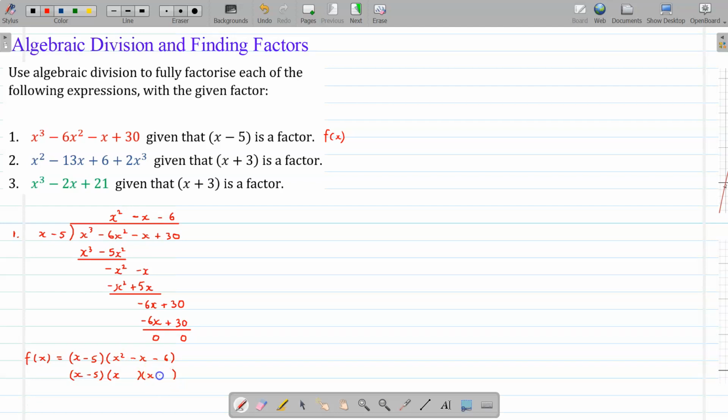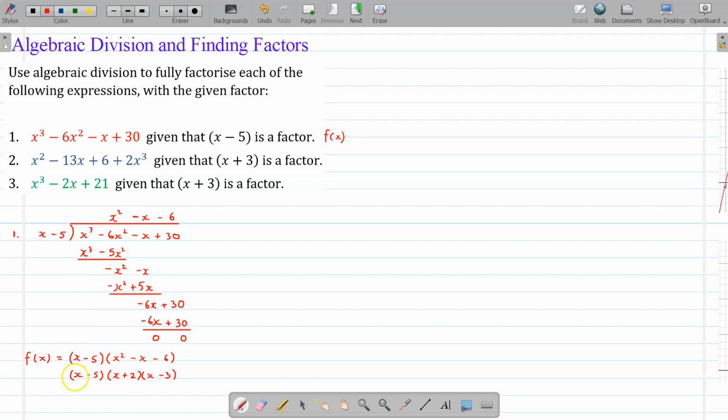They are minus 3 and plus 2, because if I multiply minus 3 and 2 together, I get minus 6. If I add minus 3 and 2 together, I get minus 1. So the complete factorization of the original cubic expression is this. The implications of this are really useful.